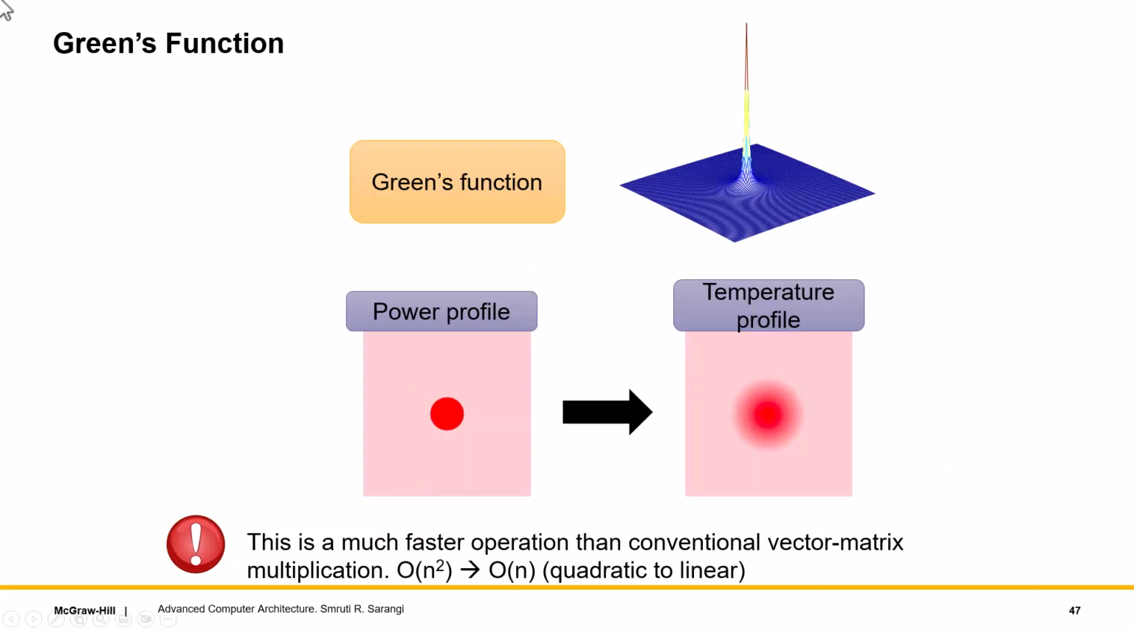Now let's show what the Green's function means graphically. As I said, we are treating each individual power source as a single point, a point source, an impulse. That would look like this. It would be very well defined. But its temperature profile would show a spread.